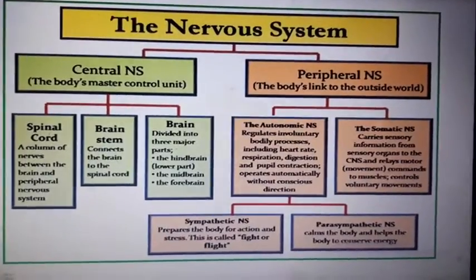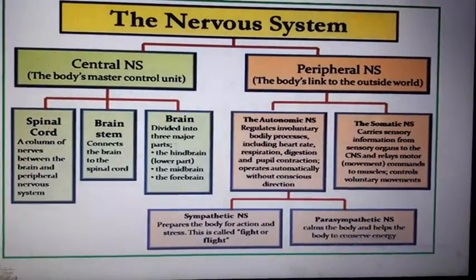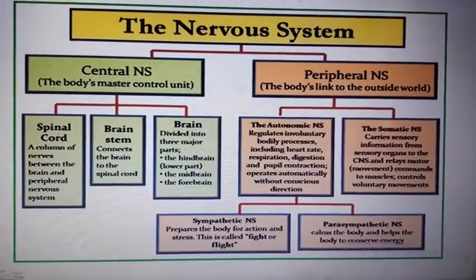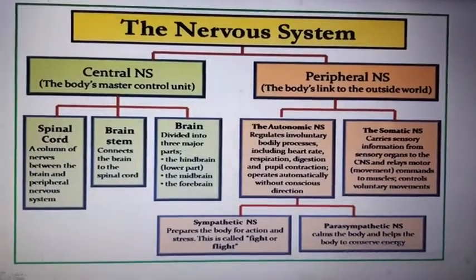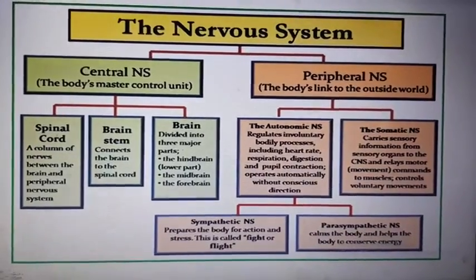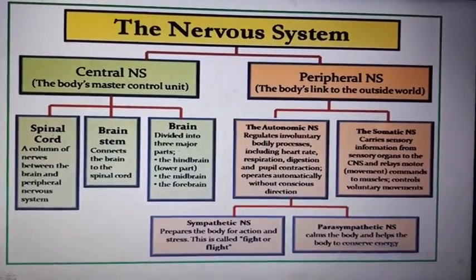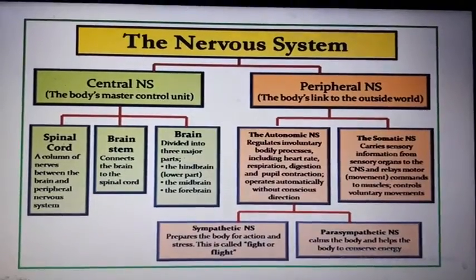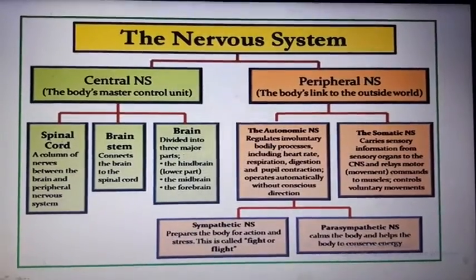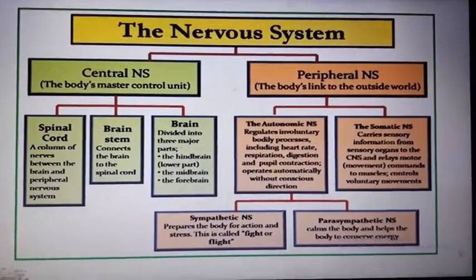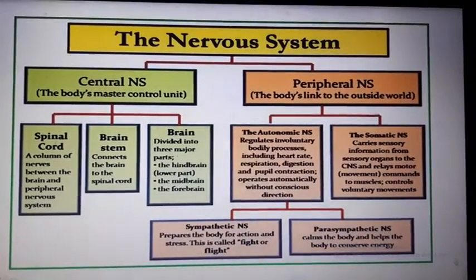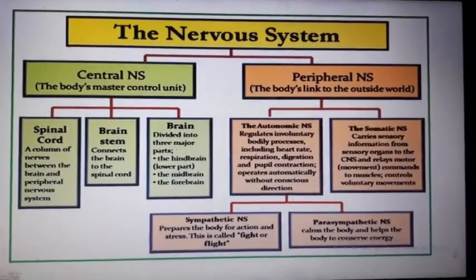And the peripheral nervous system is divided into two further categories. These are the motor neurons and sensory neurons. Motor neurons are responsible for carrying signals to the muscles and glands. In case of sensory neurons, they carry signals to the central nervous system from sensory organs. And motor neurons are divided into two further categories. These are the somatic nervous system and the autonomic nervous system.